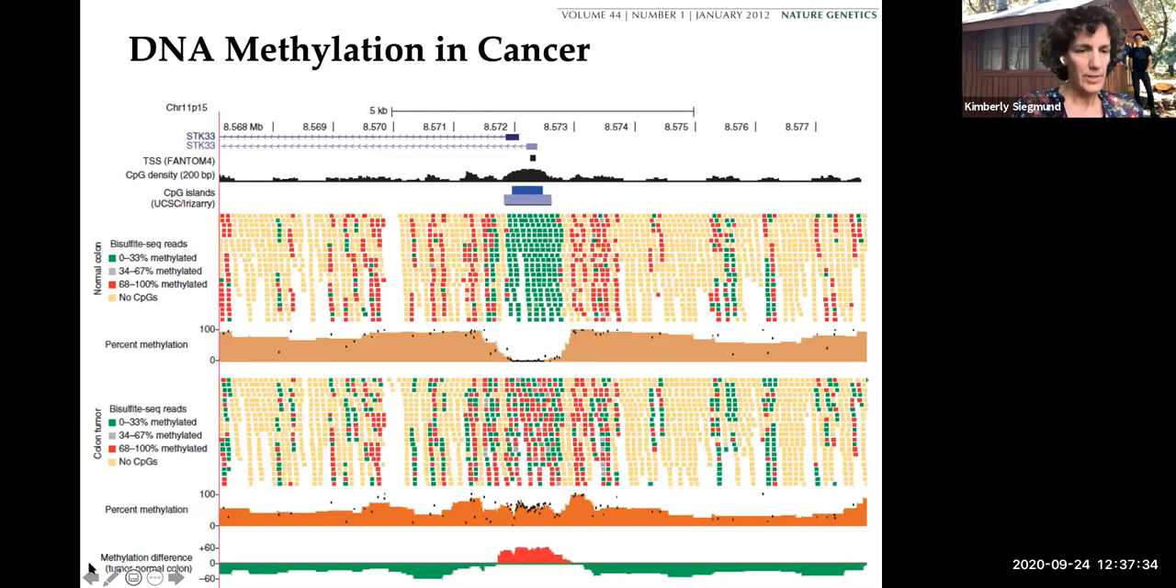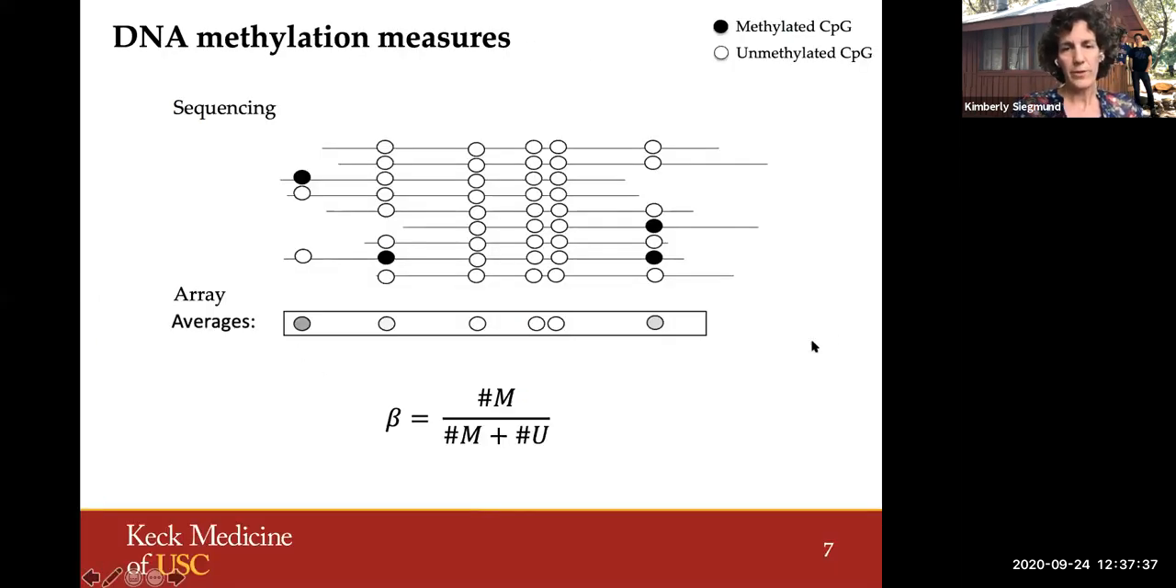Okay, I think that was all I was going to say on that slide though. Okay, so we have averages for the methylation arrays, and these really are coming from, you can think of it as a high depth sequencing kind of measurement.